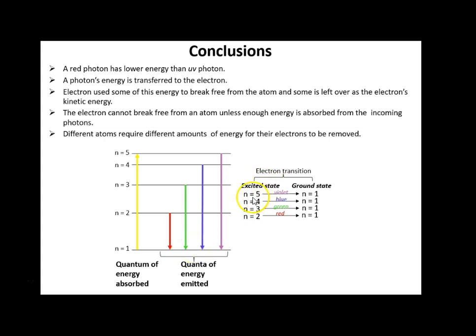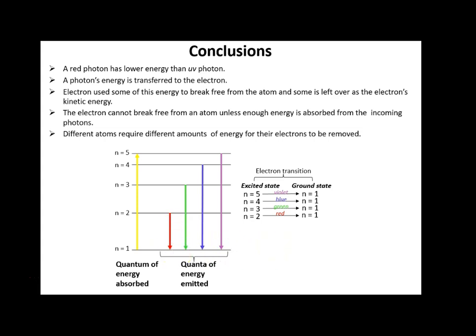So when we see a transition from N5, for example, here shown in violet, to N1, it is going to produce radiation of violet color that has a lot of energy. Whereas if we see a transition from N2 to N1, this is going to result in the electron giving off red light that has a lesser amount of energy.